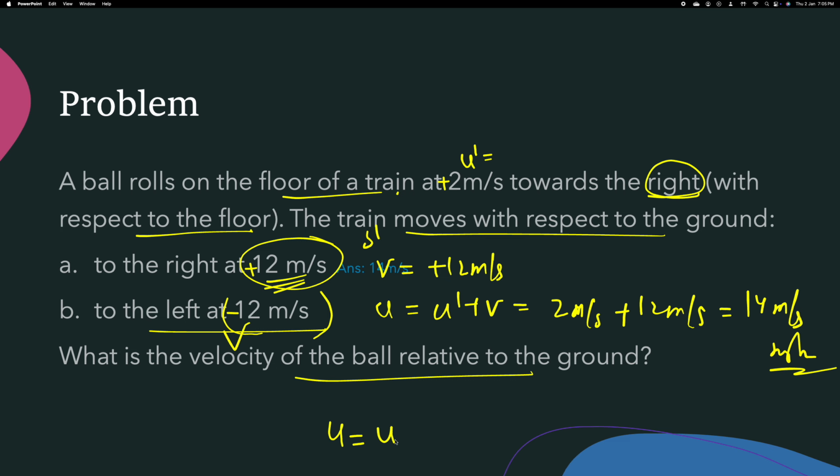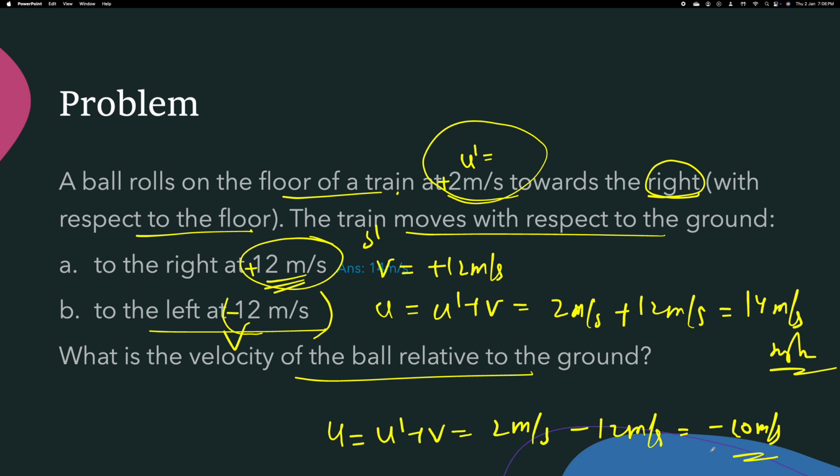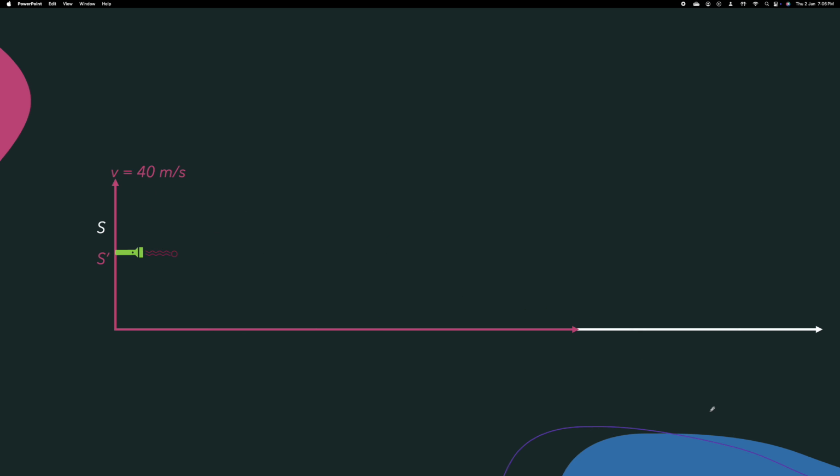So again, the formula U is equal to U prime plus V. So U prime is the same value, positive 2 meters per second, where V is now minus 12 meters per second. Therefore, the answer is negative 10 meters per second. That means the ball is moving to the left with a speed of 10 meters per second with respect to the ground. Okay.